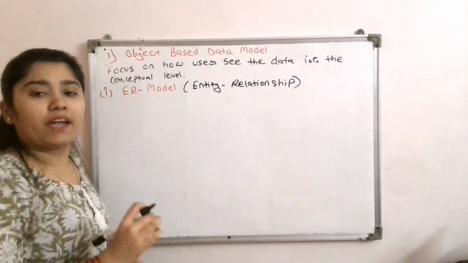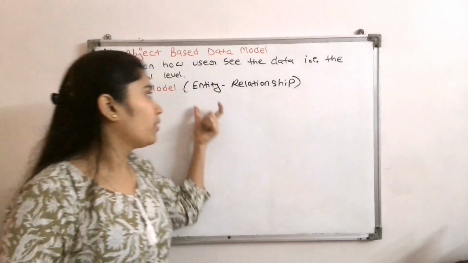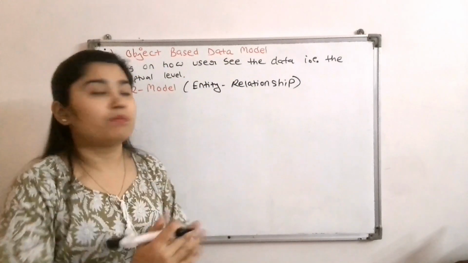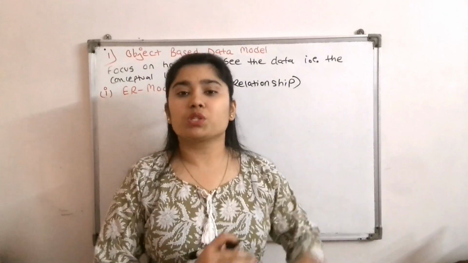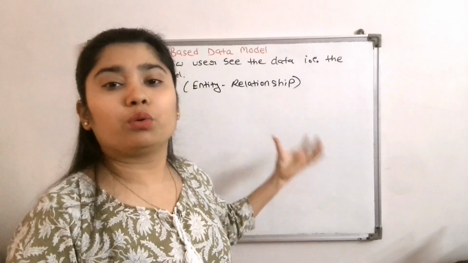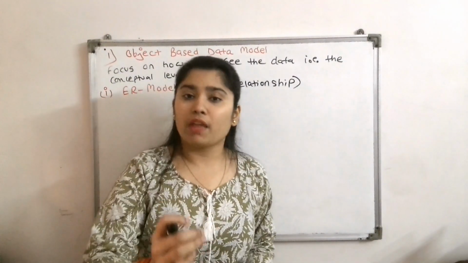Now what is an entity? Entity is the real world objects. What are the real world objects is called as the entity. And their relationship is called as the entity relationship data model. This is the most important data model compared to the rest of the data models. Okay, so this is a must-ask in your exam.